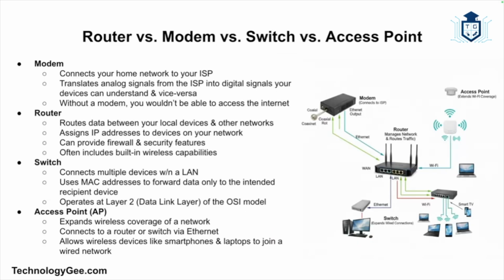All right, so let's talk about routers versus modems versus switches versus access points. Now, people often get confused by these terms, so let me go ahead and untangle all this. A modem connects your home to your ISP, or your internet service provider, and it translates digital signals to analog signals and vice versa. A router routes data between your local network and other networks. A switch connects devices within a local network via Ethernet. And an access point extends the wireless coverage of a network.